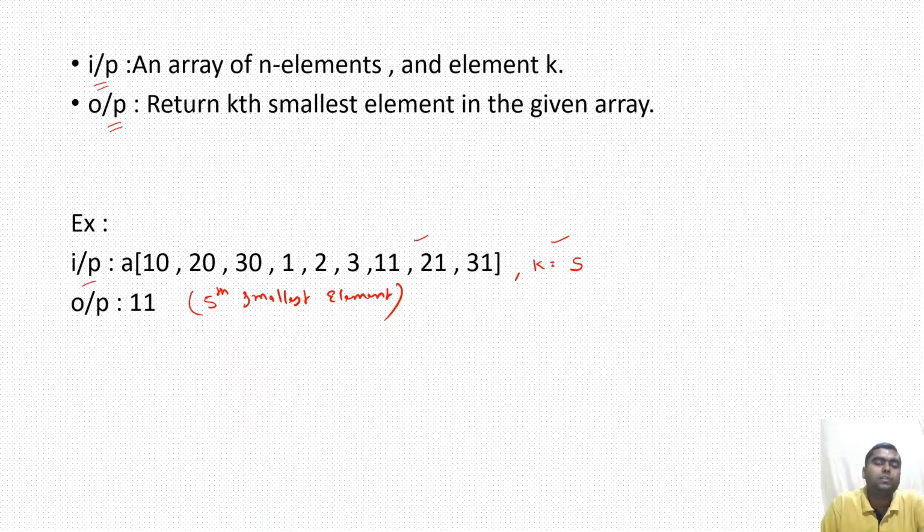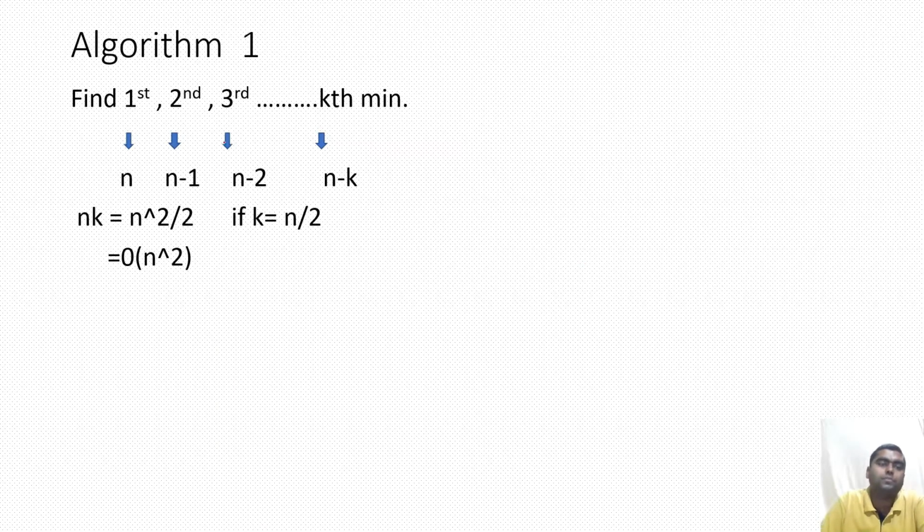This type of problem is called selection, which means we have to select the kth smallest element in the given array, whatever the value of k is given. So what may be the approaches? The very first approach is what?